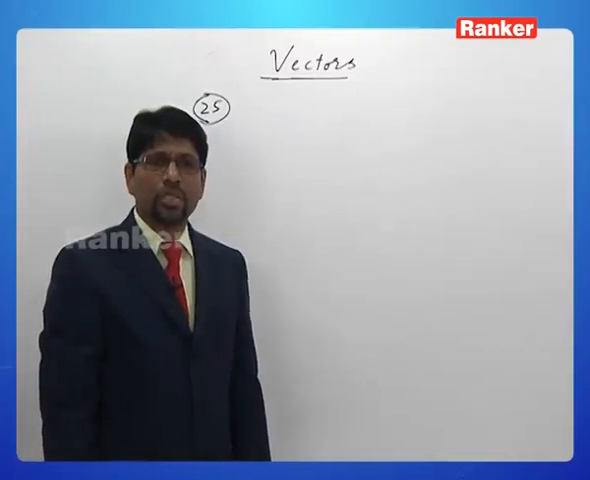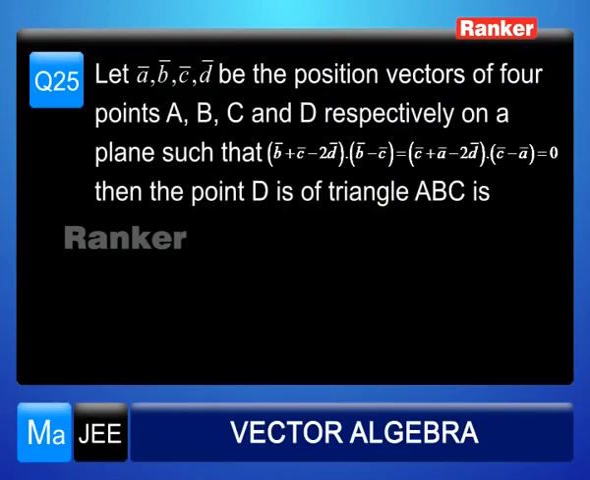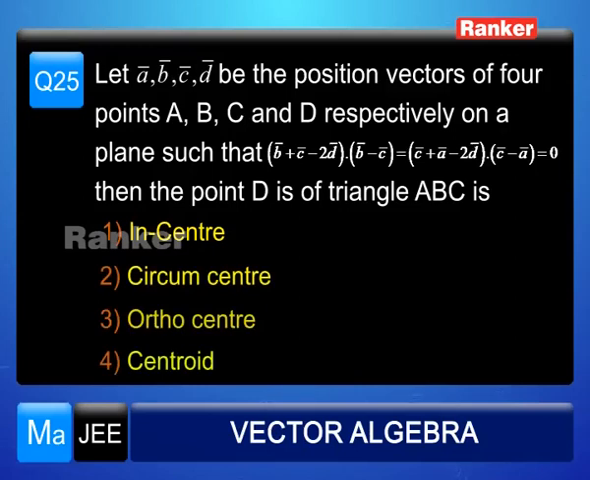Let's move on to the next question, question number 25. Let A bar, B bar, C bar, D bar be the position vectors of 4 points A, B, C and D respectively on the plane such that (B bar plus C bar minus 2D bar) dot product with (B bar minus C bar) is equal to (C bar plus A bar minus 2D bar) dot product with (C bar minus A bar) is equal to 0. Then the point D of the triangle ABC is: first option incenter, second option circumcenter, third option orthocenter and fourth option centroid.